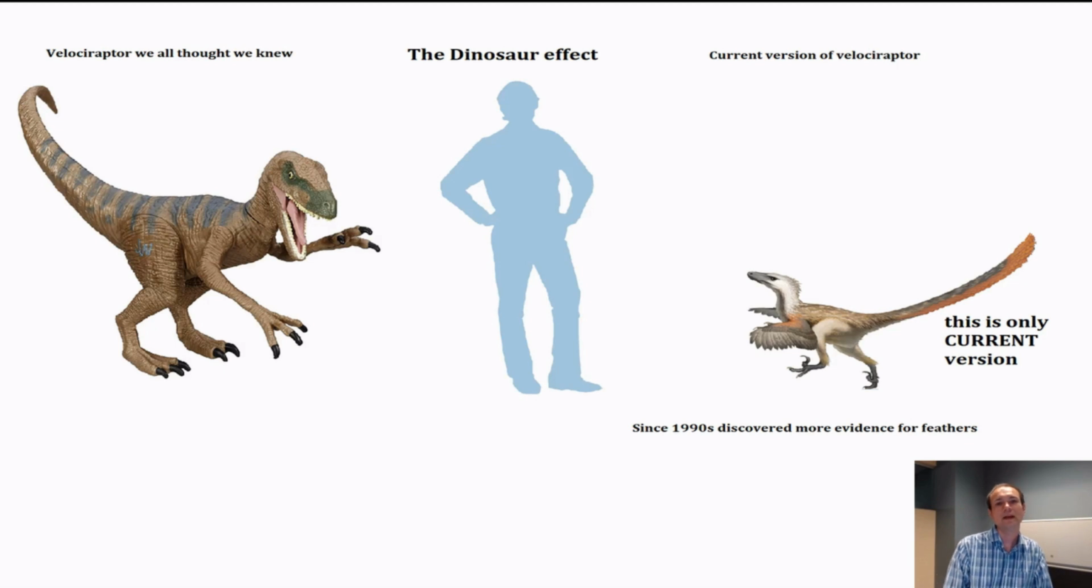Which one of these dinosaurs do you recognize as Velociraptor? The one on the left or the one on the right? The right answer is the one on the right. According to recent studies, this is how Velociraptors looked. And as you can see, it is nothing like what we are used to from all the movies and documentaries that we saw. That is because feathers were discovered in one of the Velociraptors. And that is the dinosaur effect in action.